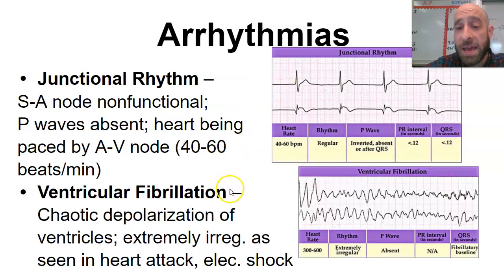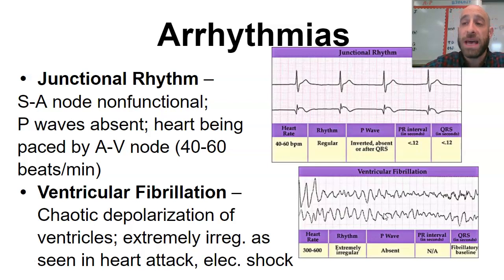And then the final type, this is the bad one. If you take a look at it, you can see this is the bad one. There's no discernible waves. So this is called ventricular fibrillation. You cannot function without your ventricles contracting. You can function without your atria contracting. You can see it right here, but you can't function without your ventricles. So what happens here, it's a chaotic depolarization of the ventricle. So basically, it's your ventricles freaking out.